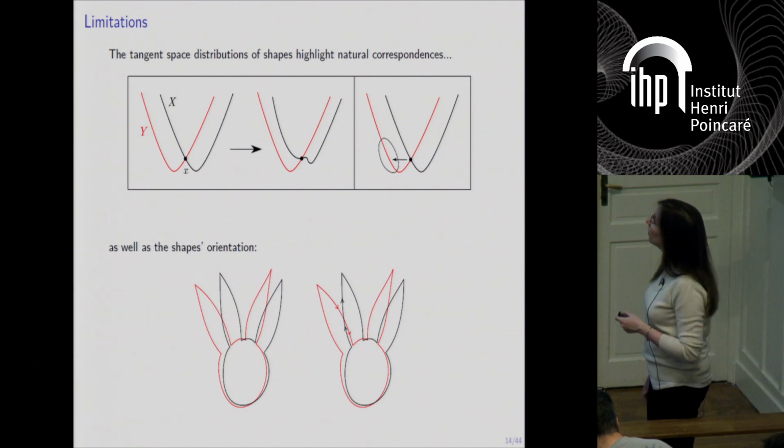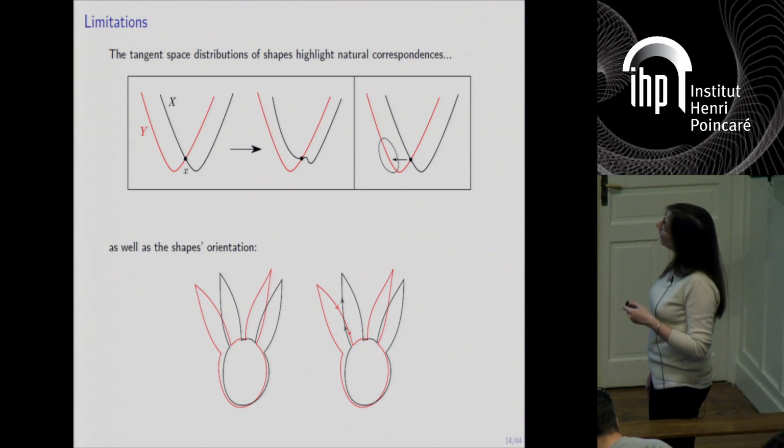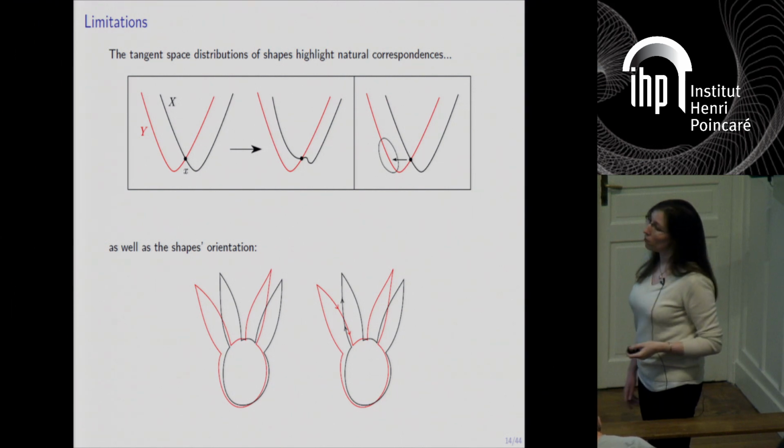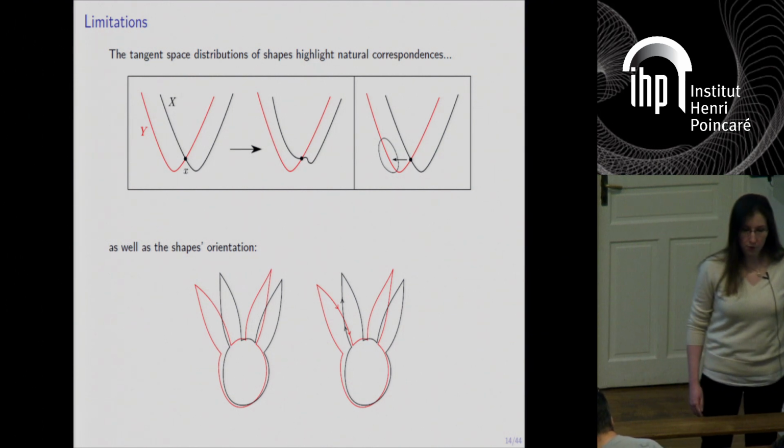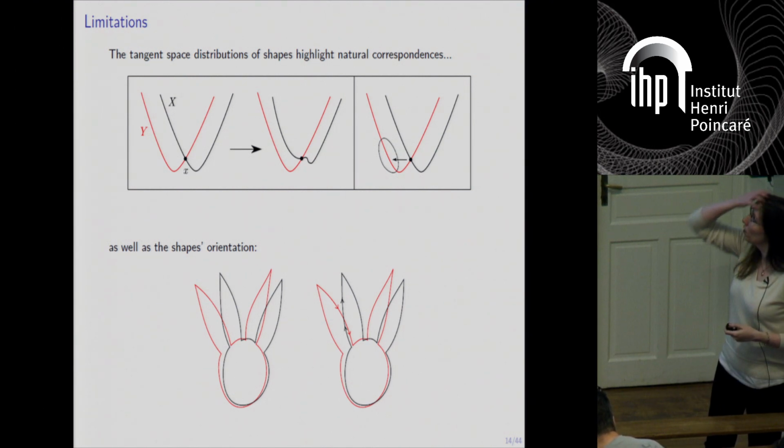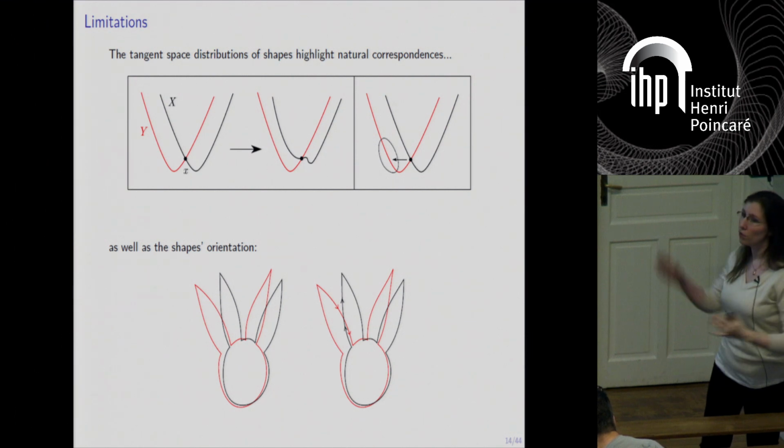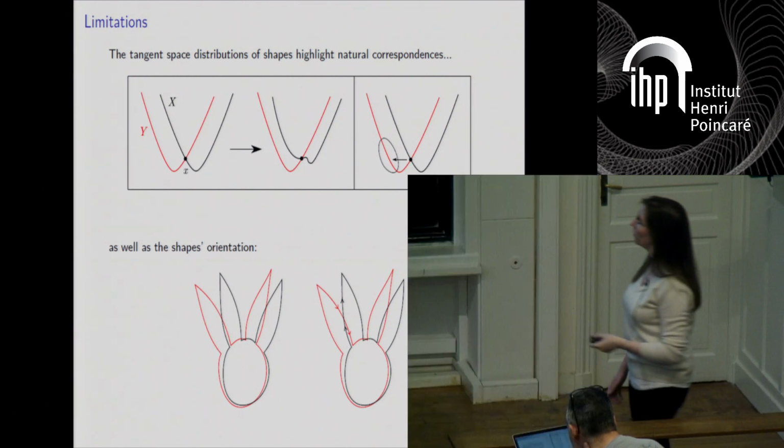And so to avoid this problem, what you would like is that this point should be attracted to this part of the curve. And this is possible because you are able to see the tangent distribution of your shape. You see that here, the tangent spaces are about aligned to this line, and this is the same situation here, so you want to match those two parts of the curve.